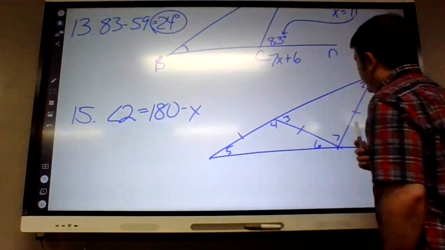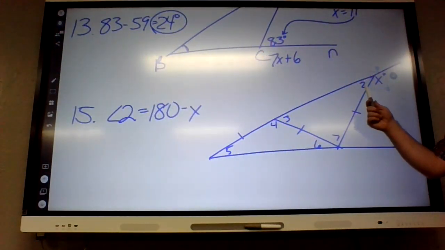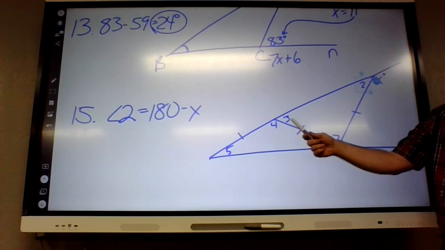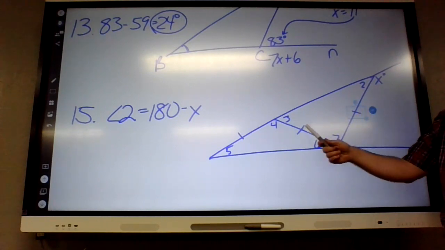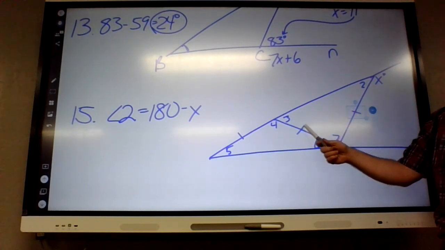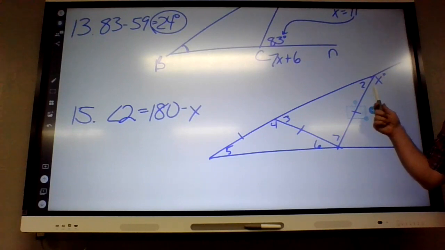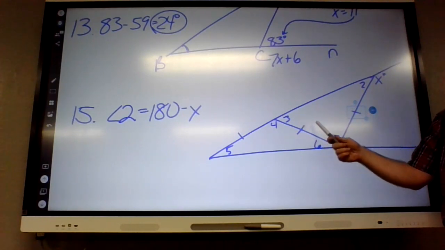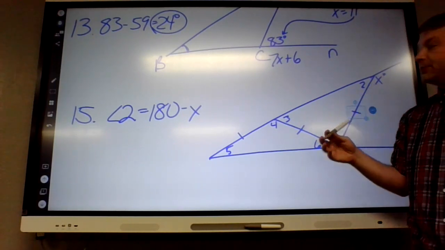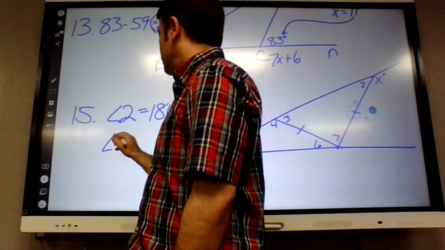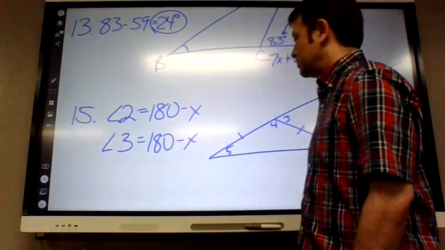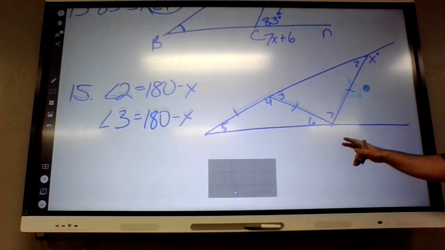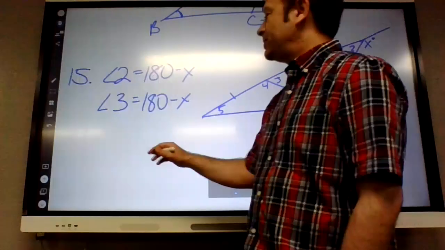Alright, we're going to kind of go in order here. If angle 2 is 180 minus x, how do we find angle 3? They're the base angles in an isosceles triangle. Yeah, so they have to be the same. So 2 and 3 are both 180 minus x. Okay, it's a little bit trickier.